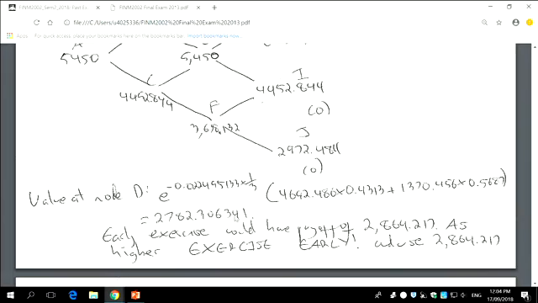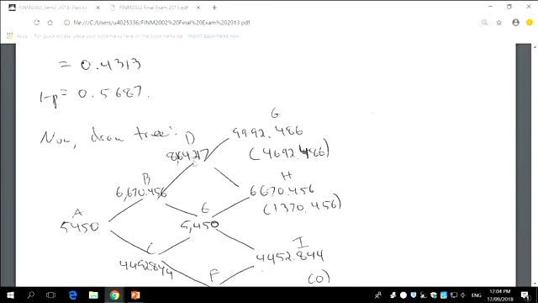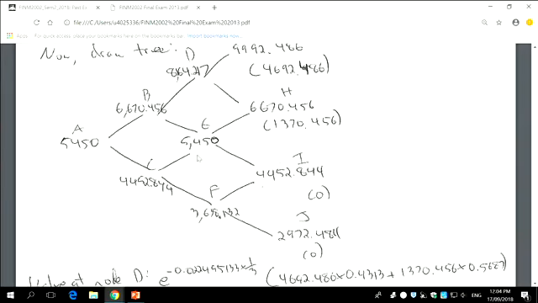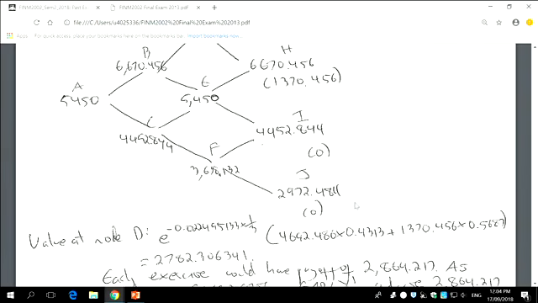But it's American, right? So I've got to look at early exercise. For early exercise, it's going to be 8164.217 minus 5,300, which gives me 2864.217. Early exercise gives me a greater number, so I do exercise early, and now I discount back 2864.217. Exercising early leads to a greater value.